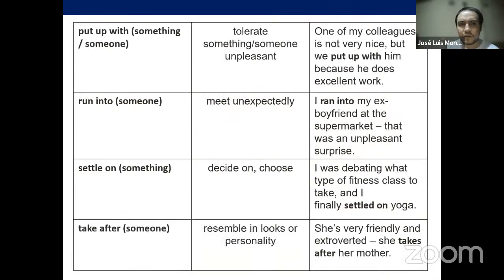All right, we have, I think, just two more. Yes, from this one, only one. We're going to say run into. Okay, this is run into someone, to meet a person unexpectedly. For example, I ran into my ex-boyfriend at the supermarket. So what do you say? What example can you give with run into, to meet someone unexpectedly or by accident?